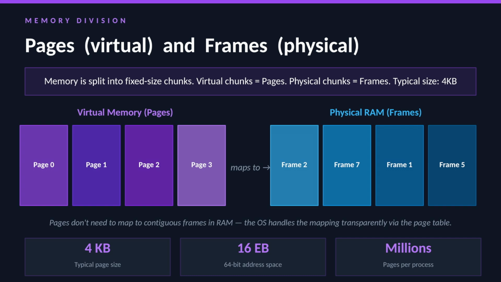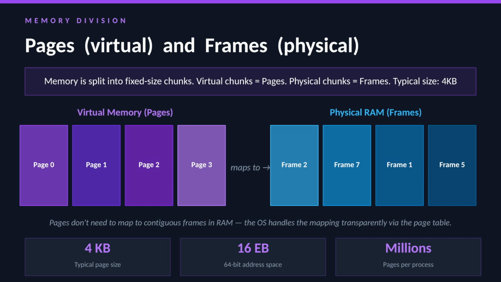Instead, memory is divided into fixed size chunks. Virtual memory is divided into chunks called pages. Physical memory, that is RAM, is divided into chunks called frames. Both are typically 4 KB in size. The important thing here is that pages don't need to map to contiguous frames in RAM. Each virtual page maps to exactly one physical frame in RAM, like page 0 maps to frame 2, page 1 maps to frame 7, and so on.